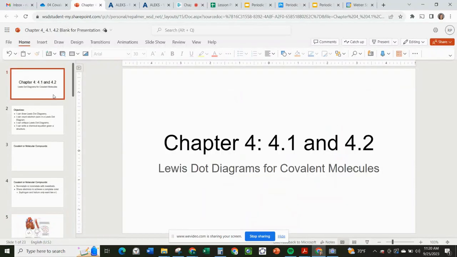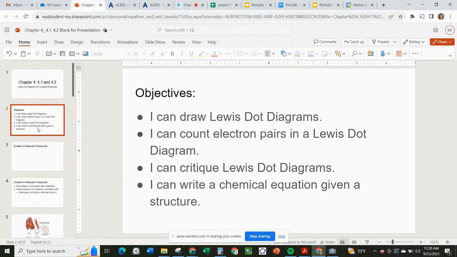All right, for chapter 4, we're talking about covalent molecules or molecular compounds. So we're going to look at drawing Lewis dot diagrams in this video. And then we'll also be looking at chemical equations, how to write those.